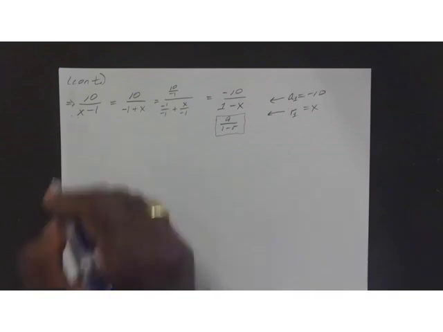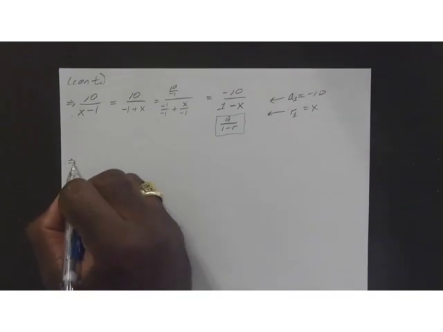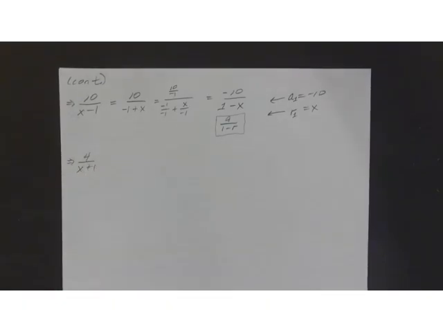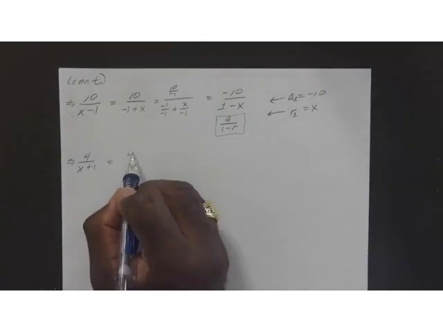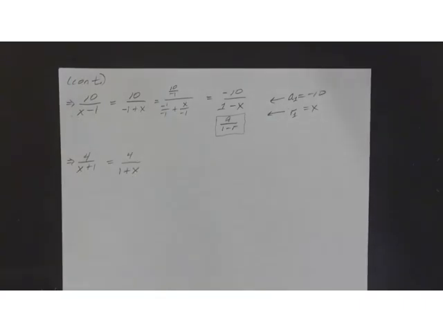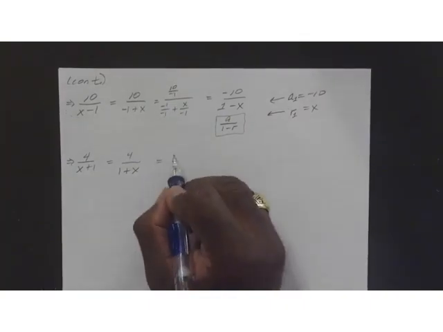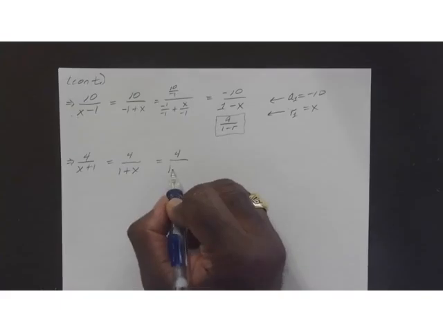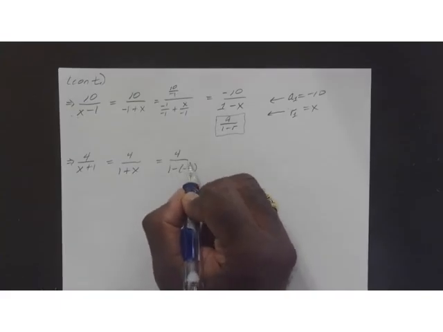And our next one, we have 4 divided by x plus 1. Do the same thing. We want to put it in that form. So we're going to make that 4 over 1 plus x, which we can just rewrite as 4 over 1 minus negative x.